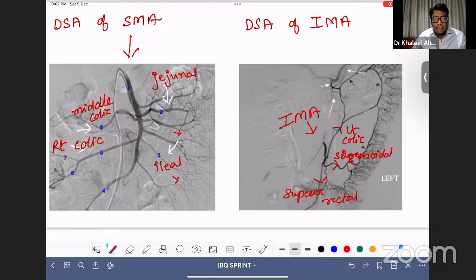How to differentiate? Is it IMA or SMA? IMA gives branches only on the left side, whereas SMA gives branches both on the right side and the left side. Is this clear, all of you? I hope this is comfortable for all of you. And you can see these continuous, anastomotic branches supplying the bowel, right? So you see continuous vasa recta supplying the bowel loops, right? That is how you know these are the arteries supplying the bowel.